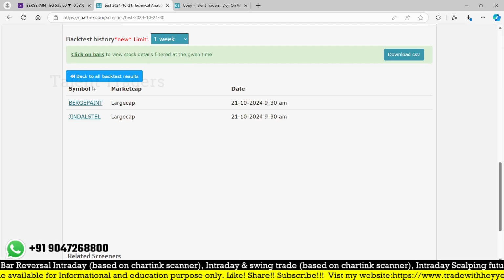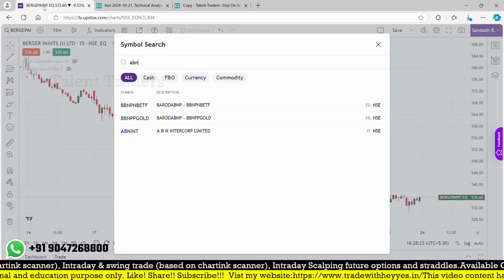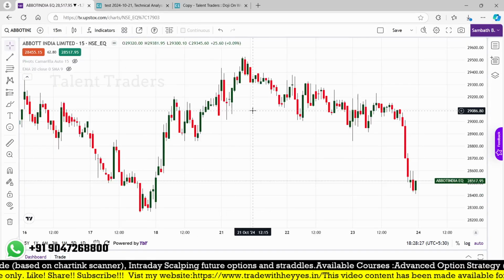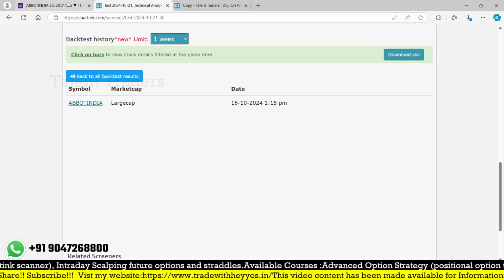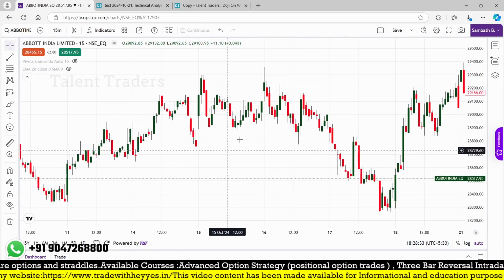And the previous one, the backtest is still about India. The same, we can go for about India. What is happening here? The date is somewhere around 16/10, where is 16/10? So we need to go back.